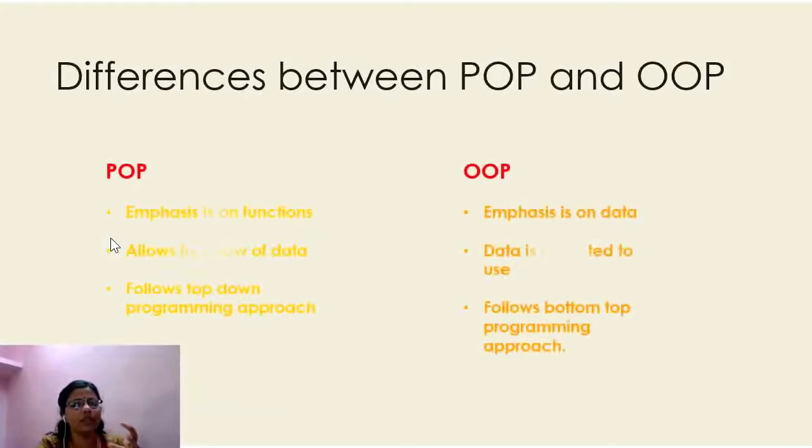Now we'll see the differences between POP and OOP. POP means procedure-oriented programming. OOP means object-oriented programming. In procedure-oriented programming, emphasis was on functions. We saw there were so many functions, 1, 2, 3, 4, 5. I showed you the picture. In object-oriented programming, we also had functions, but you are giving more importance to data.